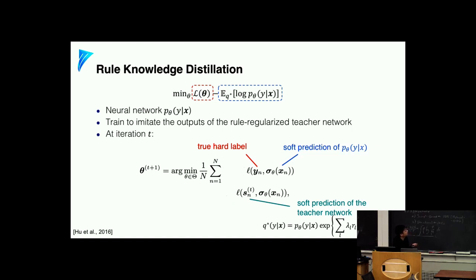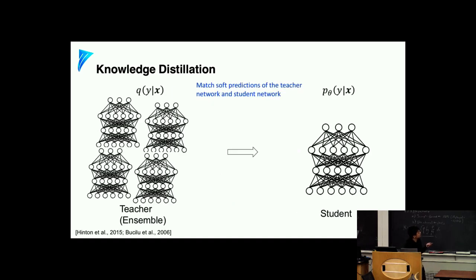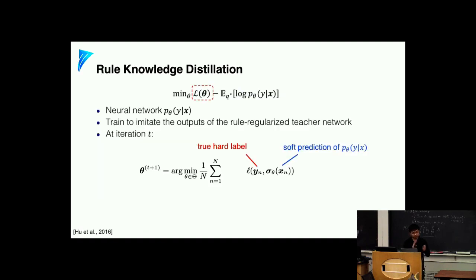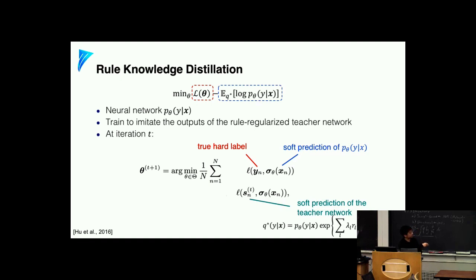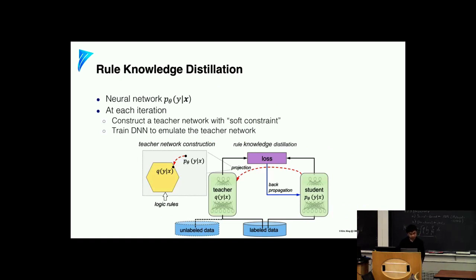Here, in the traditional knowledge distillation setting, knowledge distillation was first proposed to compress an ensemble into a single model. This is the original setting, but here we adapt this framework to inject knowledge from logical rules into the neural network. But the idea is still the same. We use a teacher network and a student network to do this knowledge transfer. Okay, so this is the framework.